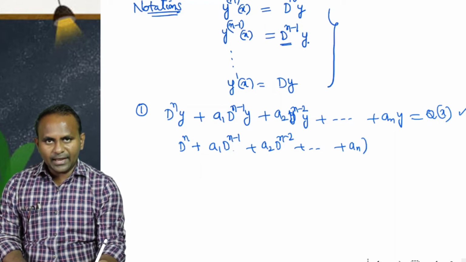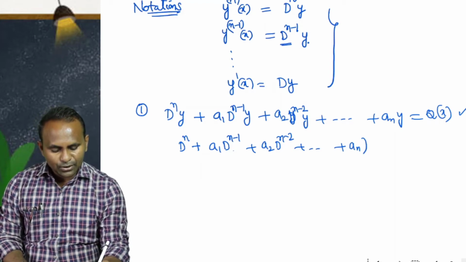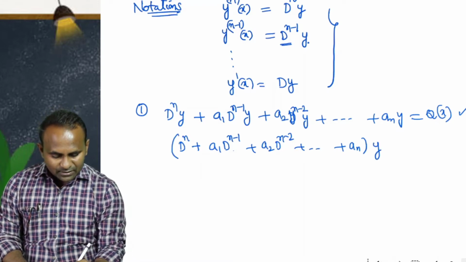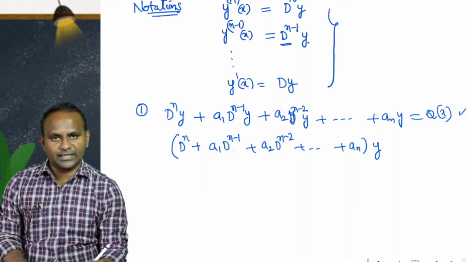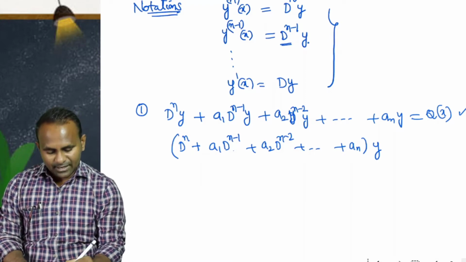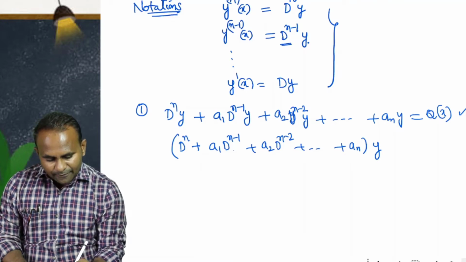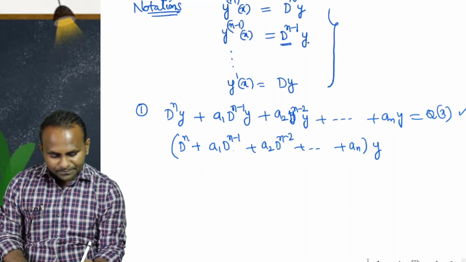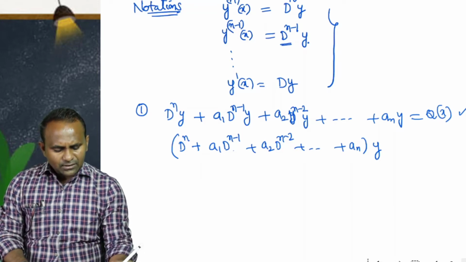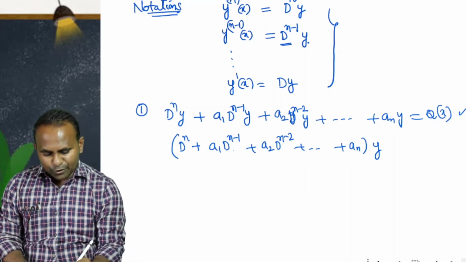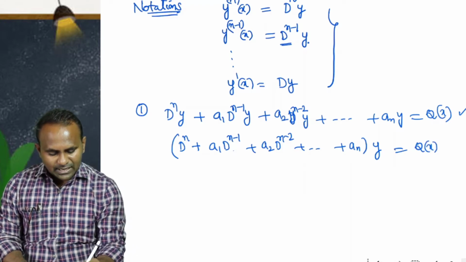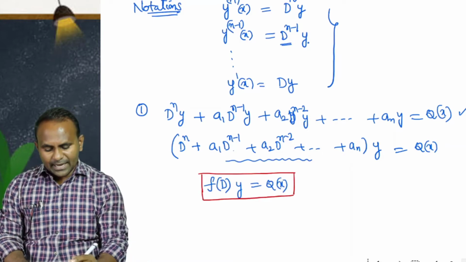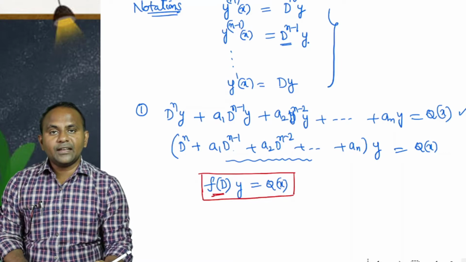Simple. This is equal to q of x. You can simply think of this as a polynomial in terms of D, an nth degree polynomial in terms of D. So we write that as f of D, a polynomial function of D, operating on y, is equal to q of x. This is the general expression we always use to represent a higher order linear differential equation with constant coefficients, where f of D represents a polynomial in terms of D.